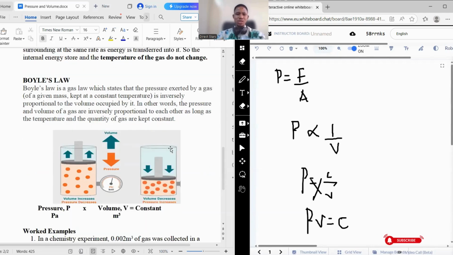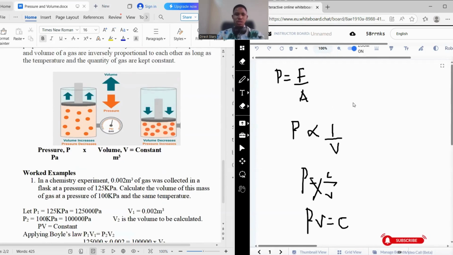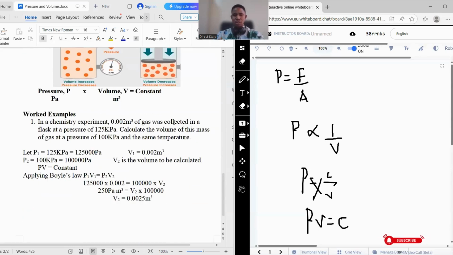Let me explain this using this example here. This is the volume, the space itself, and the volume increases here. But when we push this down, that means we have increased the pressure. If we increase the pressure, the volume will decrease, and if we reduce the pressure, the volume will increase. That is what Boyle's law states. Pressure is measured in Pascal, while volume is measured in meter cube, which is length times breadth times height. So let's solve this example here.